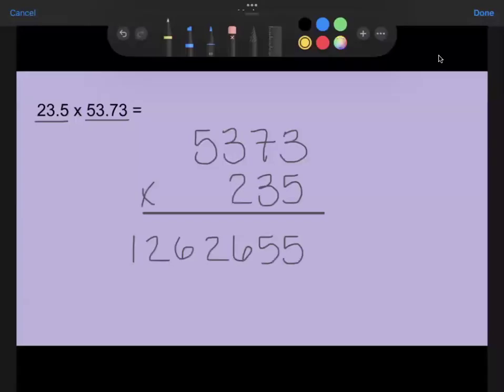So let's go ahead and place a decimal at the end of that answer. I need to move the decimal to the left, same number of spaces as I have decimals in my original problem. So this one has 1 and this number had 2, making a total of 3. So I need to move it 3 decimal places. So 1, 2, 3, and the decimal is going to land right there. That makes the final answer for this 1,262.655.